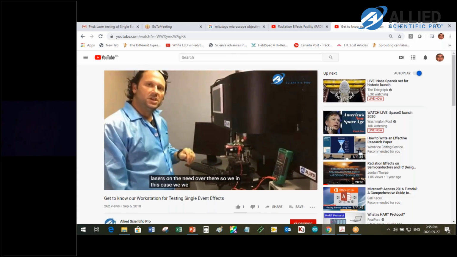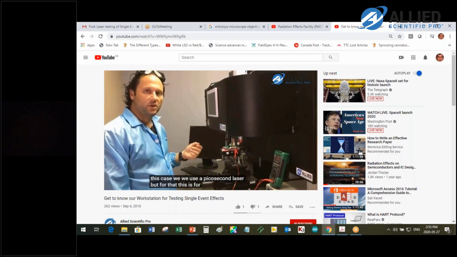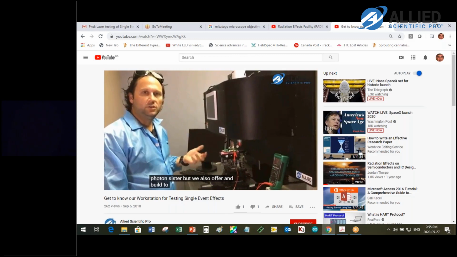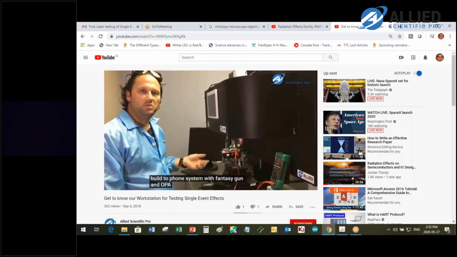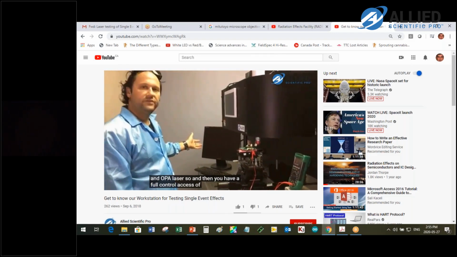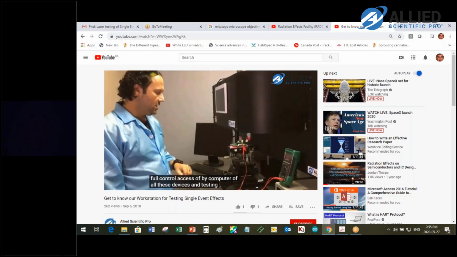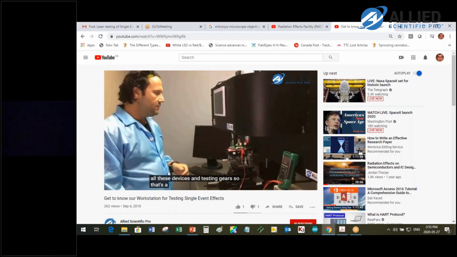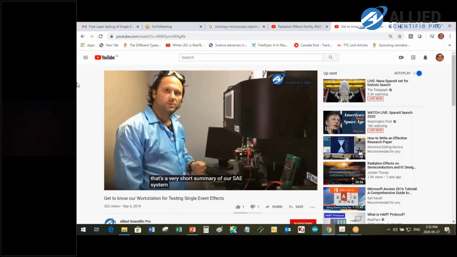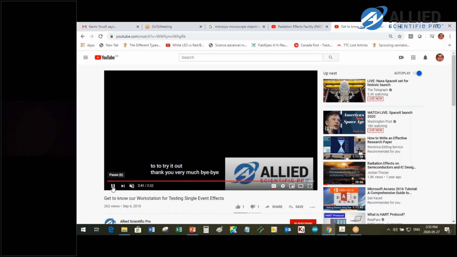The laser is underneath there. In this case, we use a picosecond laser for our SPA, but we can also have a femtosecond laser with OPA. We build this system for TPA testing. You have full computer control of all these devices and testing gear. That's a very short summary of our SPA system. I hope this information is useful. You're welcome to come here and test your devices.